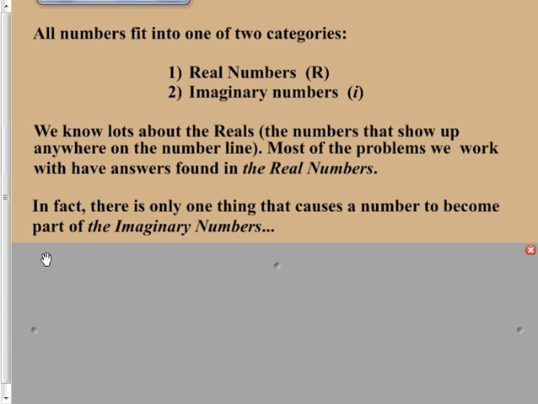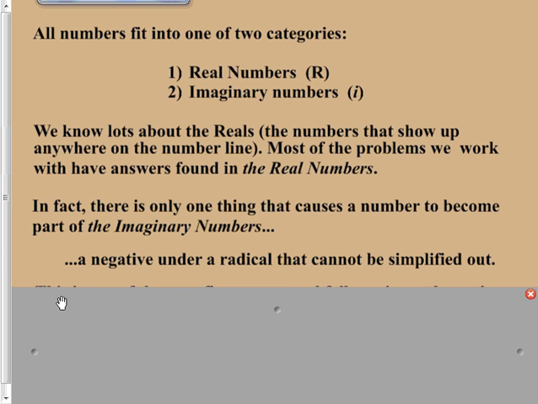There is only one occurrence that may ever arise that will cause a value to become part of the imaginary numbers. And that occurrence is running into a situation where a negative is going to be stuck underneath a radical in such a way that it cannot be simplified out of the problem.